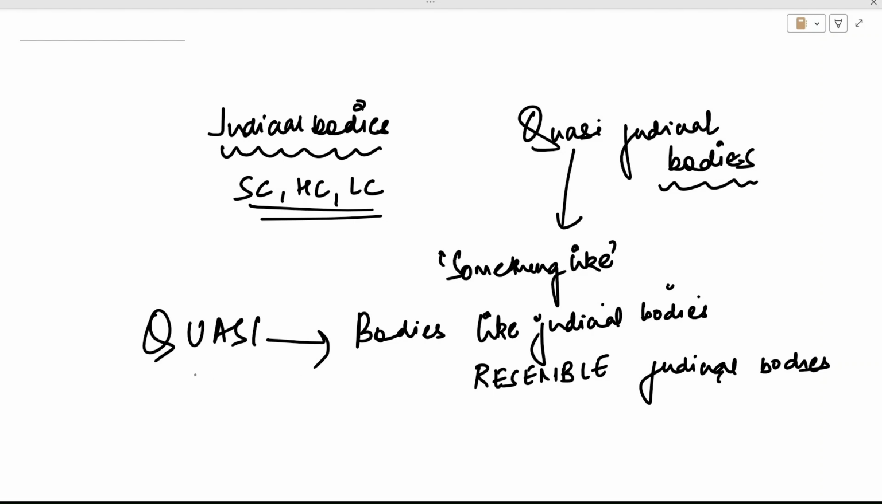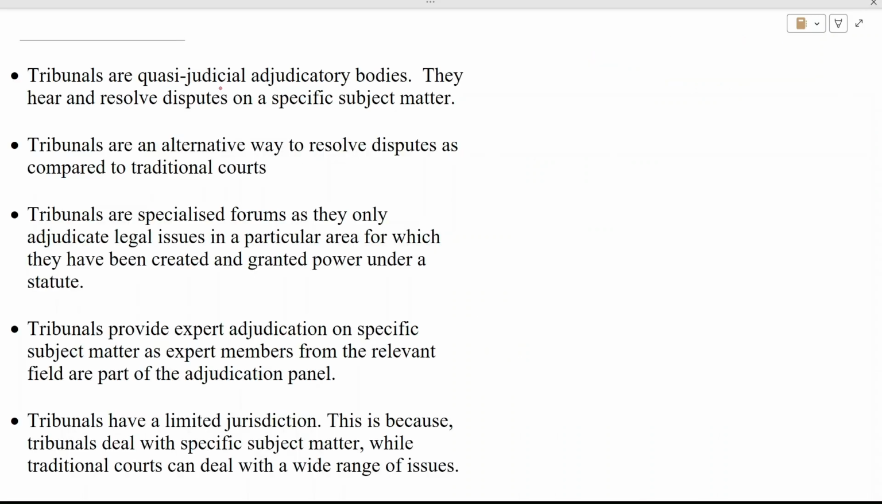Now, as a part of quasi-judicial bodies, we are today going to learn about tribunals, which are one kind of quasi-judicial body. By now you know that quasi-judicial bodies are not exactly traditional courts, they resemble traditional courts. And today we are going to study about tribunals, which are quasi-judicial bodies. Tribunals are quasi-judicial adjudicatory bodies. They hear and resolve disputes on a specific subject matter.